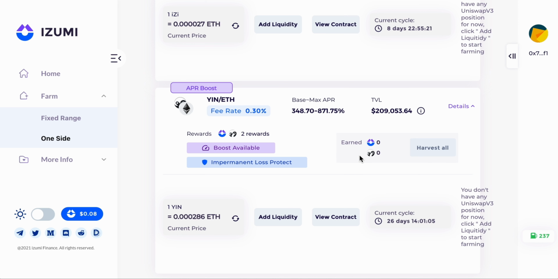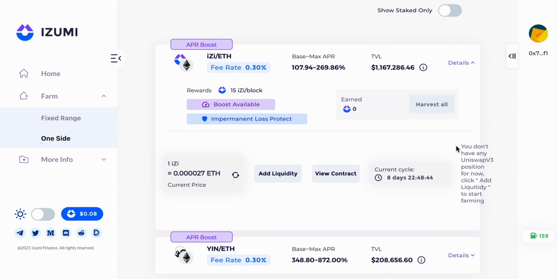Through one-side, users can get more rewards, and there is no impermanent loss when the price rises, which also provides a reward for users and is another advantage. In one-side, users can also use iZi token to boost their own APR up to 2.5 times. We will introduce some of the specific details of both fixed range and one-side in the following videos.